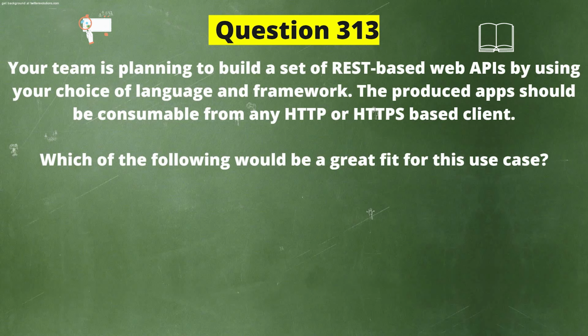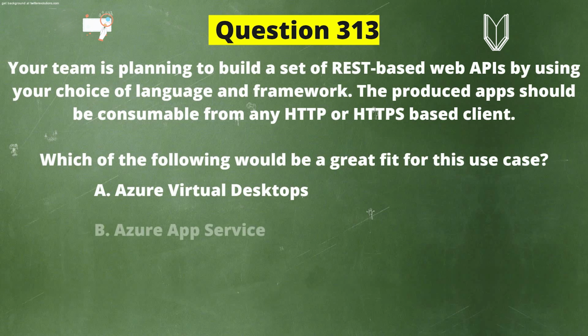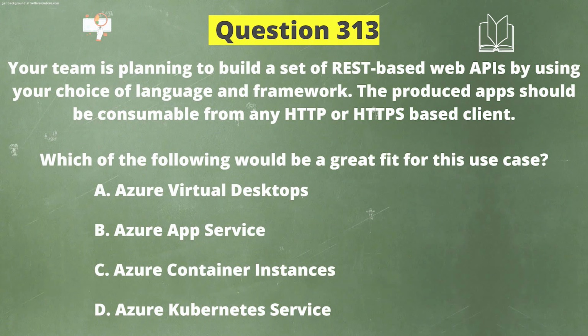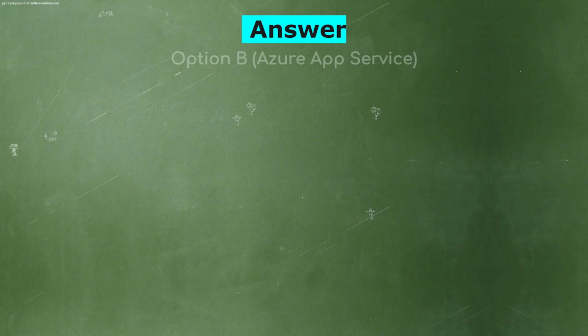Next question. Your team is planning to build a set of REST-based web APIs by using your choice of language and framework. The produced apps should be consumable from any HTTP or HTTPS-based client. Which of the following would be a great fit for this use case? And the options are A. Azure Virtual Desktops, B. Azure App Service, C. Azure Container Instances, D. Azure Kubernetes Service. And the correct answer is option B.